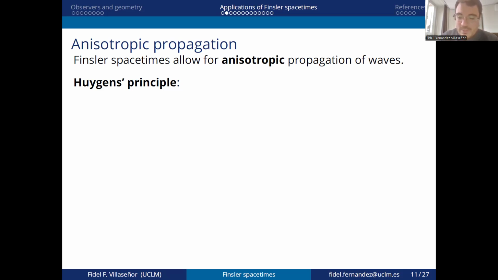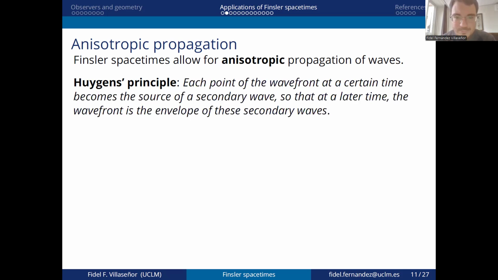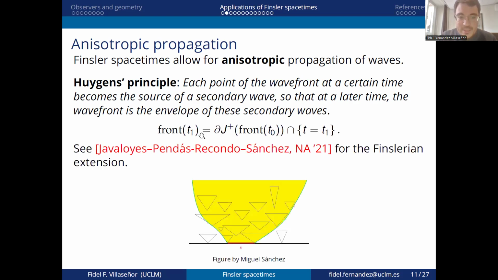Well, we start at the same point as in the classical case, with Huygens' principle, which says that when one has a wave, each point of the wavefront at a certain time will act as the source of secondary waves, so that at a later time, the new wavefront will be the envelope of these secondary waves. Formally, the equation would be this: the front at a second time will be, take the front at the initial time, compute what is called the causal future, take its boundary, and evaluate at time t1. You can see this paper by Cavalcanti, Pendás-Recondo, and Sánchez for the details, but the idea is this.